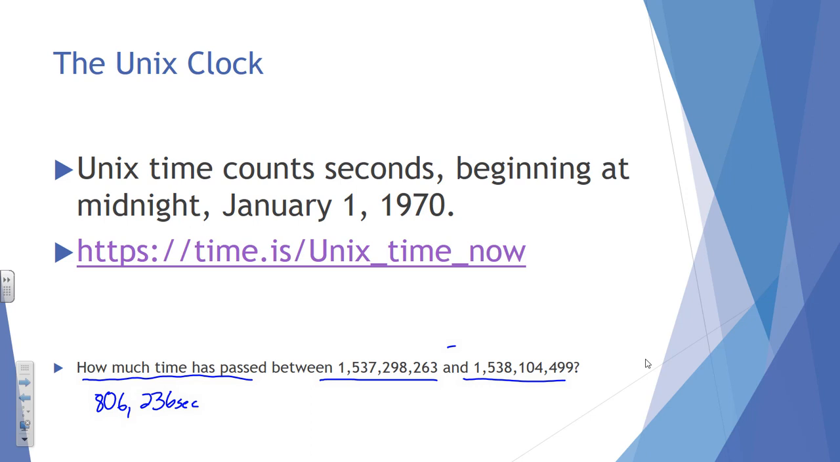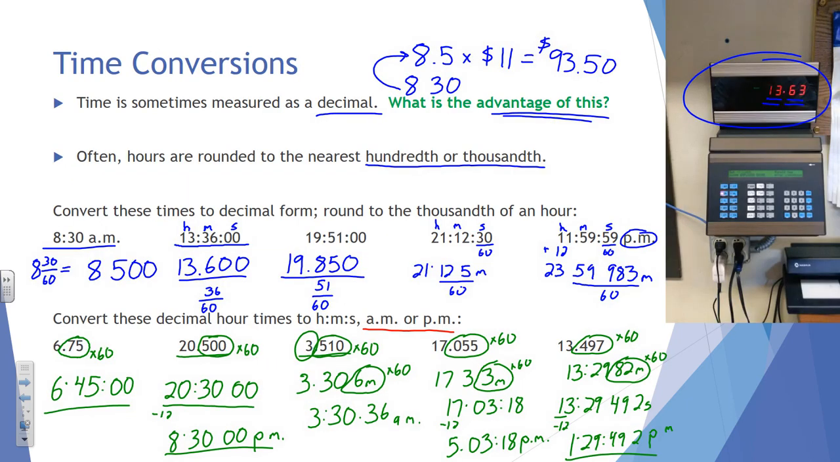Now, let's turn those into minutes. If we divide that by 60, we get 13,437.267 minutes. Now, if we want to turn that into hours, we'll divide by 60 again, and we get 223.954 hours. Now, if we want to turn that into days, of course, we'll divide that by 24, and we get about 9.331 days.